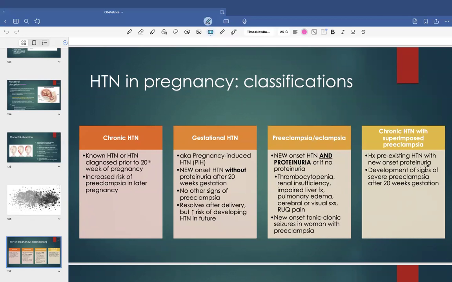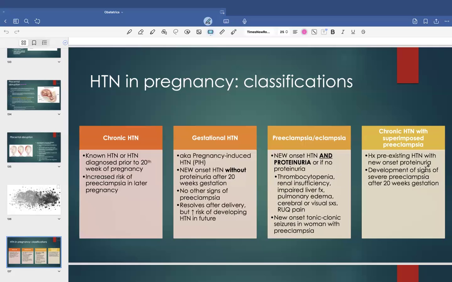Gestational hypertension or pregnancy-induced hypertension, PIH. This is a new onset hypertension without protein in the urine after 20 weeks of gestation. No other signs of preeclampsia, which we're going to talk about next, and it resolves after delivery. Those patients are at increased risk of developing hypertension in the future.